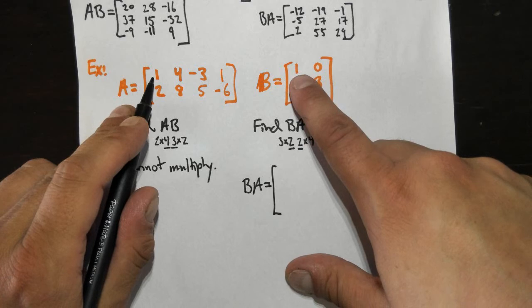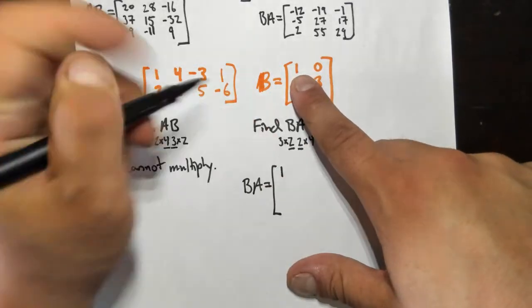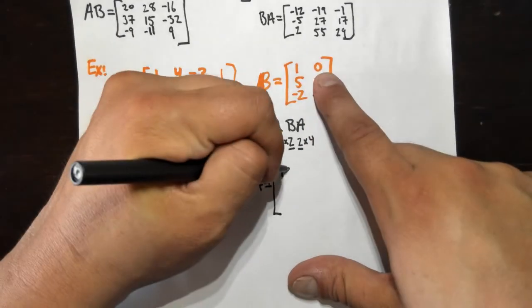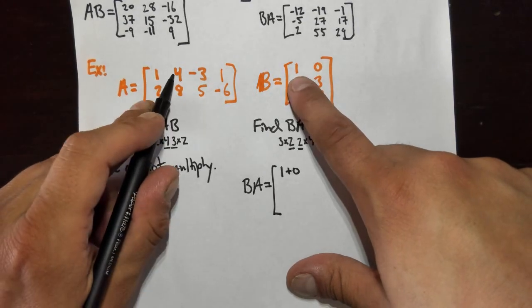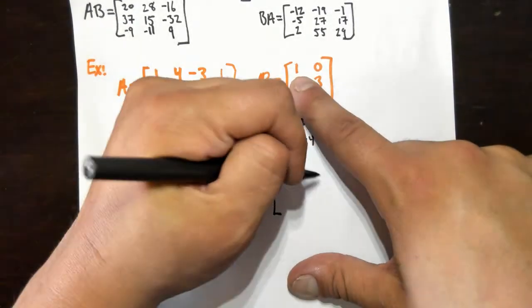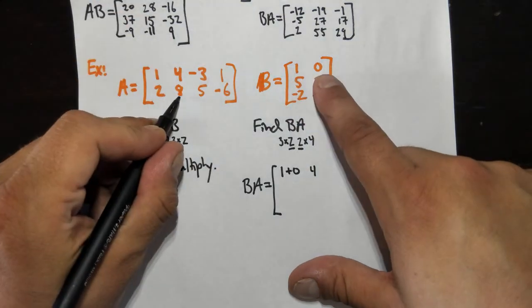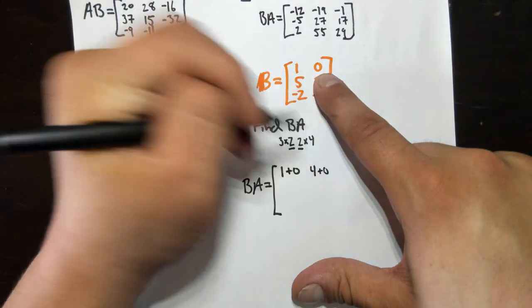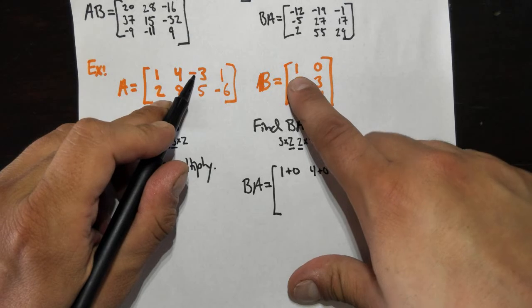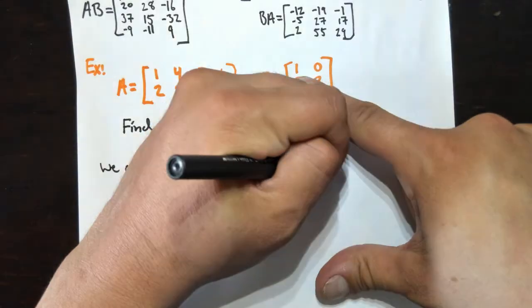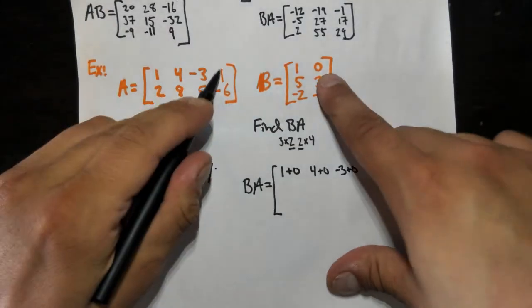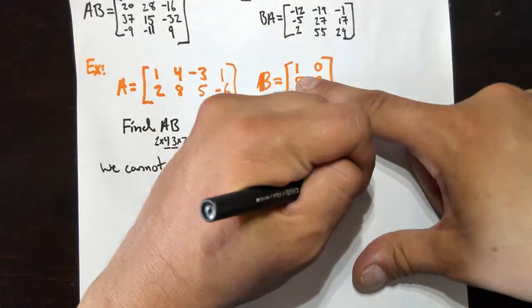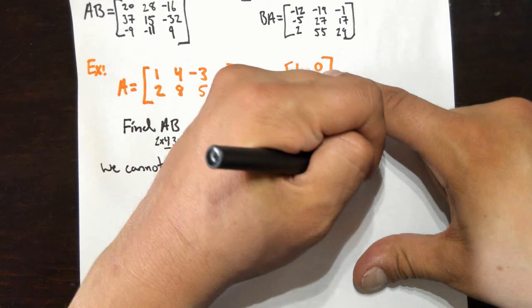So we have 1 times 1 is 1. 0 times 2 is 0. And then second column now, first row still. 4 times 1 is 4. 8 times 0 is 0. Now third column, first row. Negative 3 times 1 is negative 3. 0 times 5 is 0. And then finally last column, first row. 1 times 1 is 1. Negative 6 times 0 is 0.